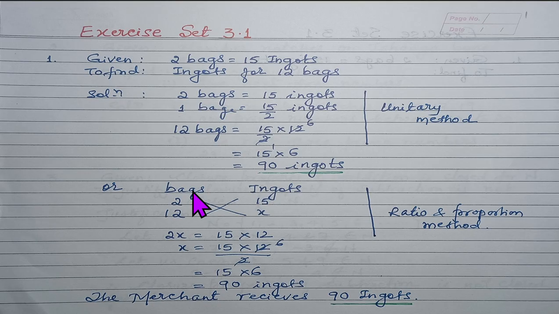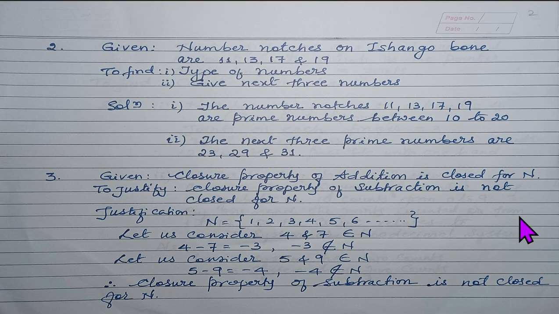We have the bags here. The bags are 2 and ingots are 15. For 12 bags, the ingots he receives is x, and it's a direct variation, and therefore we can cross multiply and get 2x is equal to 15 into 12, x is equal to 15 into 12 divided by 2, and that is 15 into 6, that is 90 ingots. Therefore the merchant receives 90 ingots for 12 bags. Remember that.